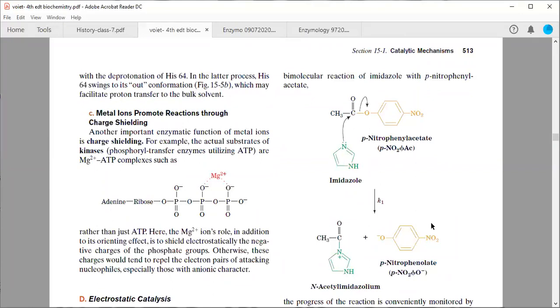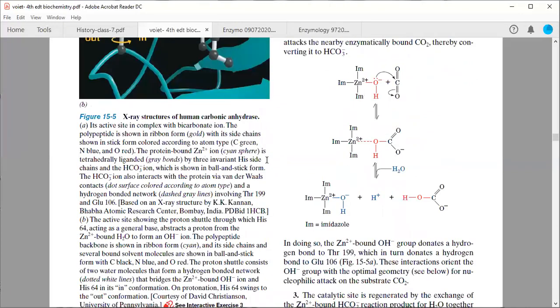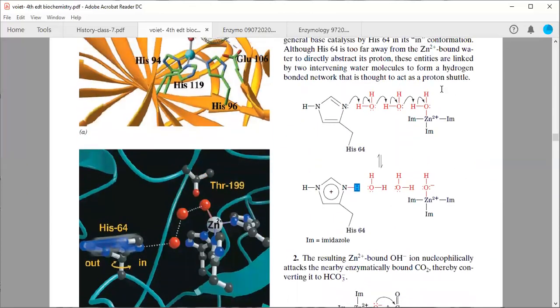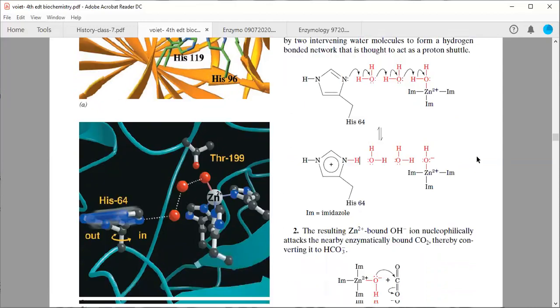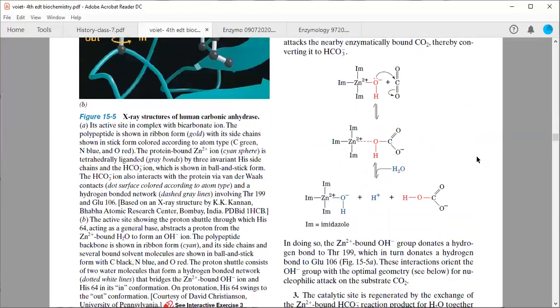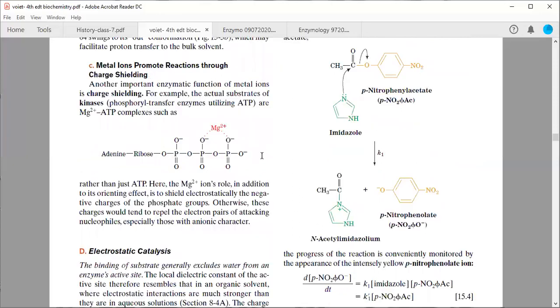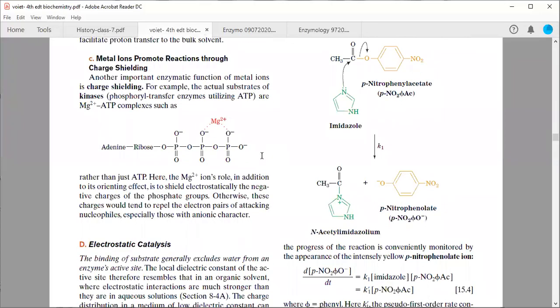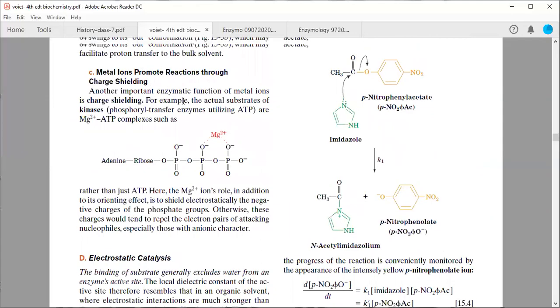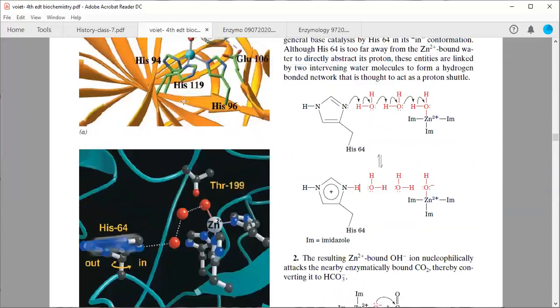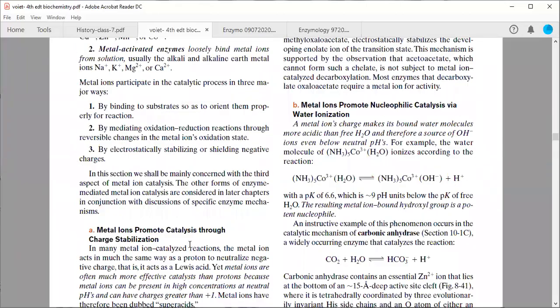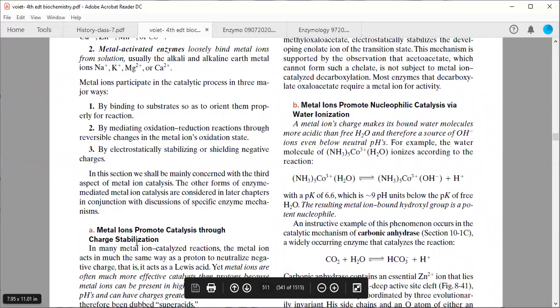I think this is clear because this is not very complex. This is very simply shown here how this is all happening, and these cartoons are very helpful in understanding the mechanism of this particular reaction, carbonic anhydrase and kinase reactions. So the second reaction is kinase. Actually, this is also shown here. So the two things you need to know, these metal ions are either going to shield the charge or they are stabilizing the charge. Okay.